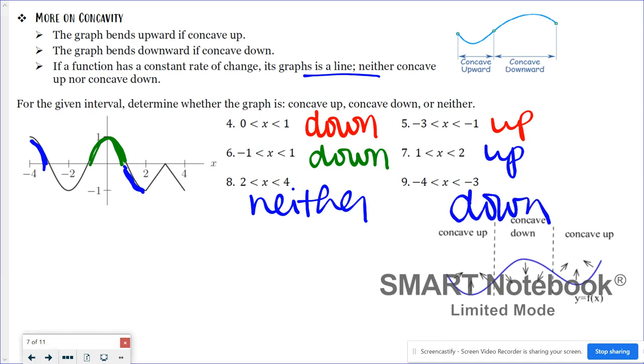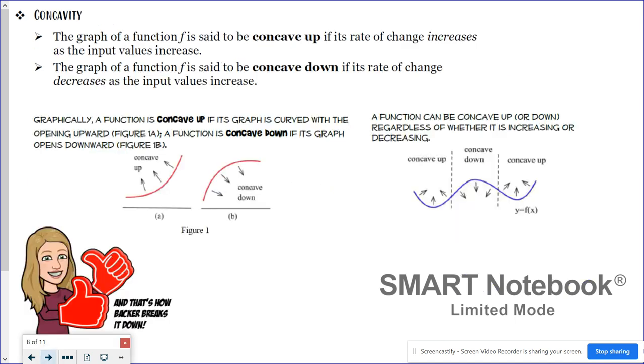So concavity can be determined graphically, just looking at the way the graph curves. Does it curve up like a bowl or down like a dome? Concavity can also be determined numerically and algebraically by looking at the rate of change, because if the rate of change is increasing, then it's concave up. And then if the rate of change is decreasing, then it's concave down. And that's how Backer breaks it down.